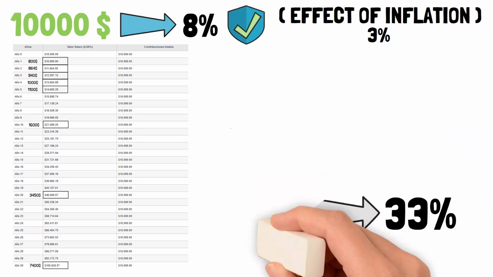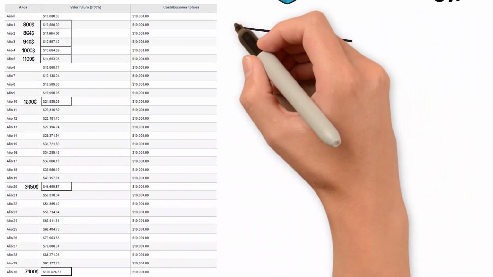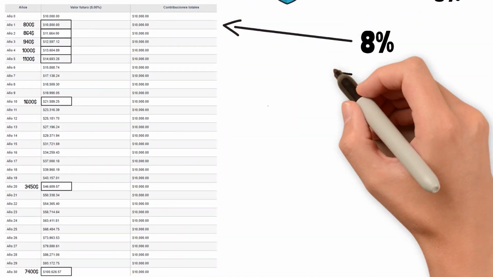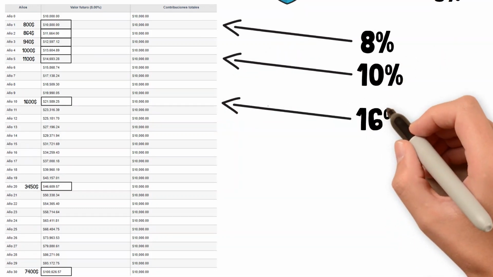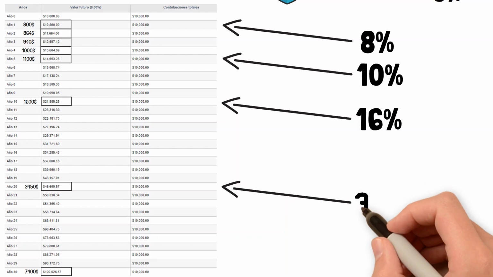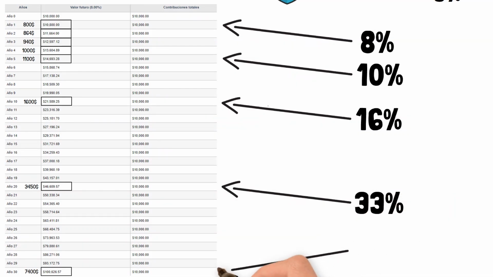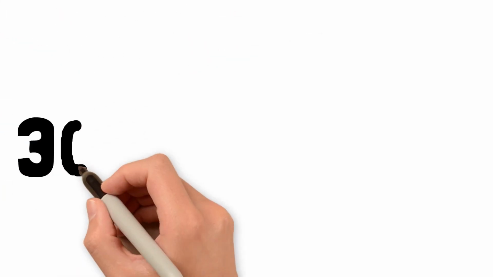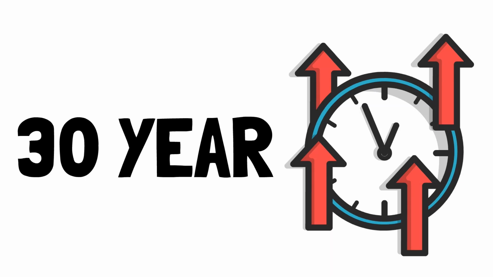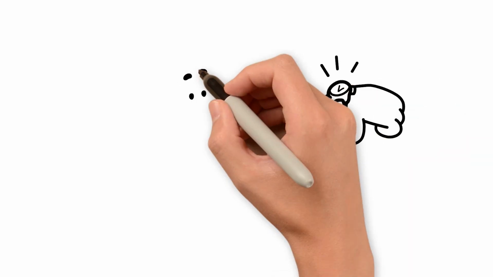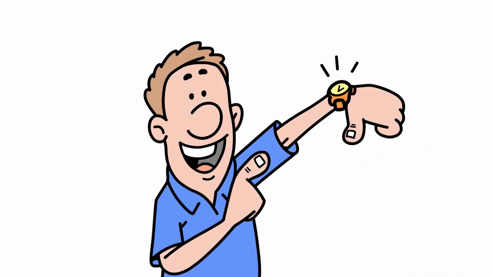The first year would be the only one in which you would generate 8% of the initial capital. By the 5th year, 10%. By the 10th year, 16%. In the 20th year of your investment, a 33% on your initial capital, and in the 30th year, 75%. Many would say that 30 years is too long, and they are absolutely right. But that's why it's said that when it comes to investments, time is your best ally.